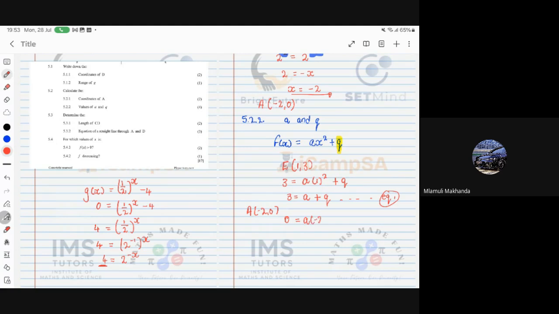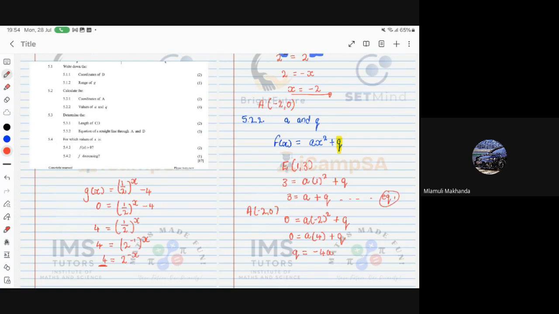A into -2 squared plus q. This means that 0 is equal to a into 4 plus q. And remember, if we are squaring a negative number, we get a positive number because negative by negative is positive. Therefore, our q is equal to, just rearranging, negative 4a. That is our q after rearranging.